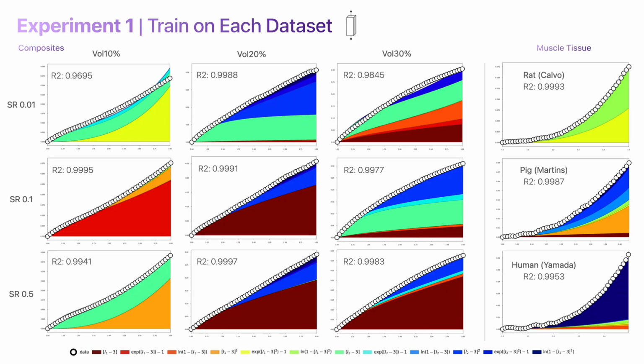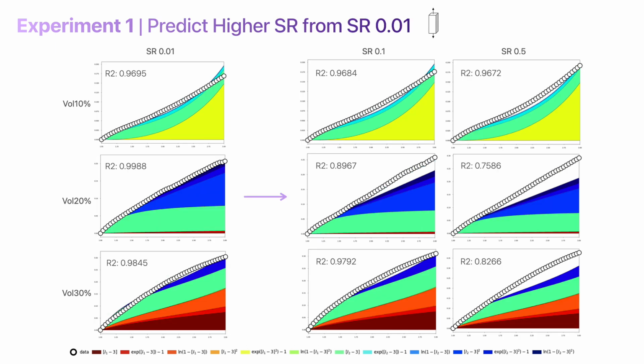In experiment 1, we ran baseline training with all terms active in the architecture on our composite data. After that, we used the models trained on the lowest strain rate to predict the higher strain rates within the same EcoFlex volume, confirming that the model can closely predict higher strain rates.